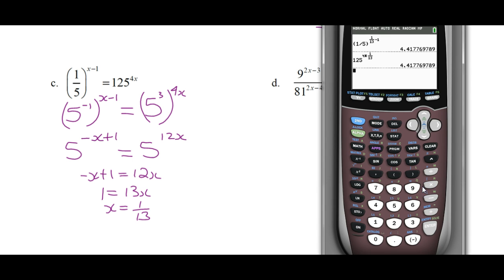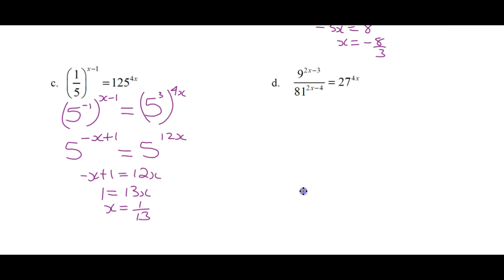Now that's something on a test, you don't do that until you're done, right? You do that at the end maybe. Okay, a little more complicated expression. What's the common base for 9, 81, and 27? They're all powers of 3.